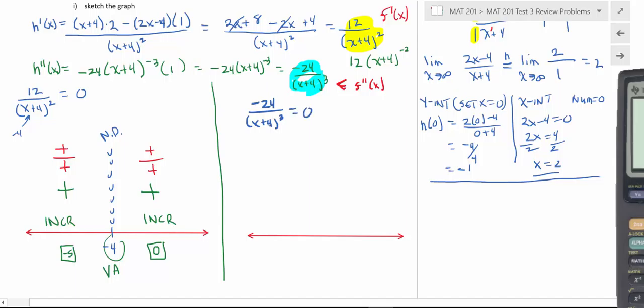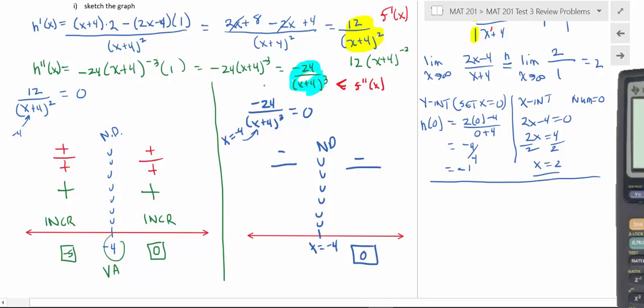Again, if you set that to 0, there's no solution of that equation, but you're undefined at -4, so you're going to end up having a very similar sign chart. At x equals -4, there's no derivative. Now what we're going to do on this one is the numerator is negative. The denominator will change. So let's do test points. Let's do a test point of, say, 0.